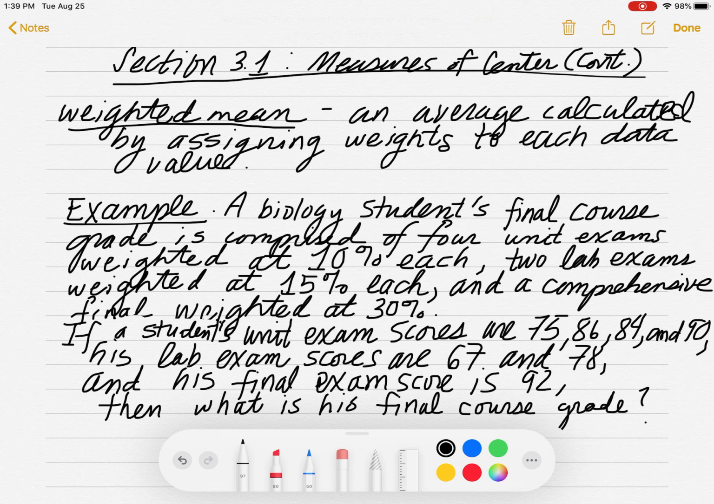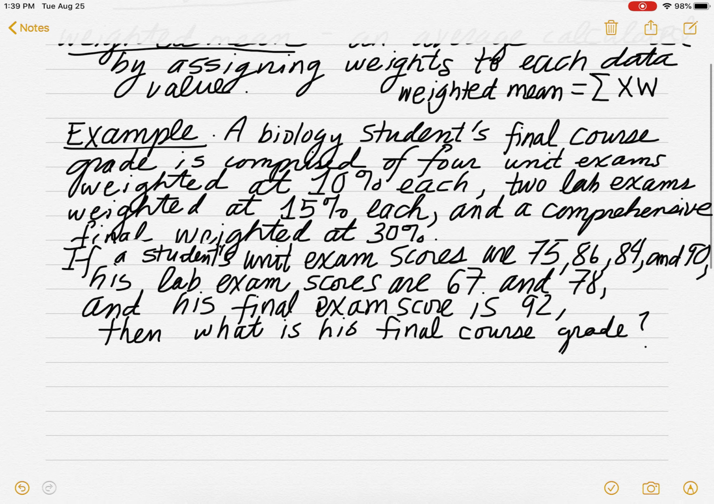And the formula we're going to use for the weighted mean, write this formula down. You're going to take your x's, your data values, times your w's, your weights, and you're going to add those up. That capital Greek letter sigma means add up. So I'm going to add up the data values times the weights. All right, so let's look at an example of how this might work.